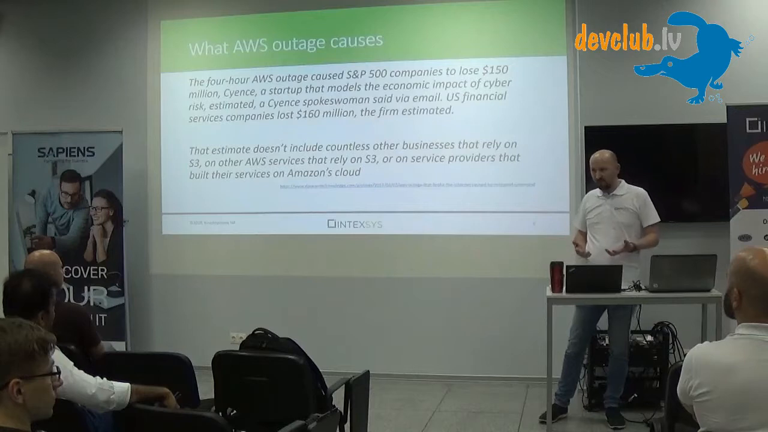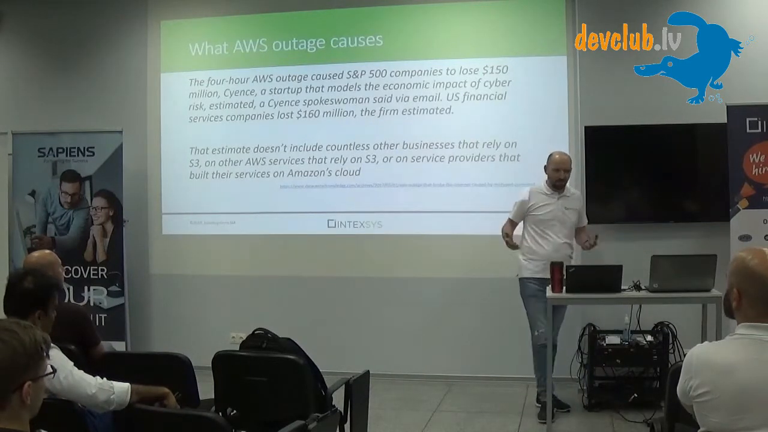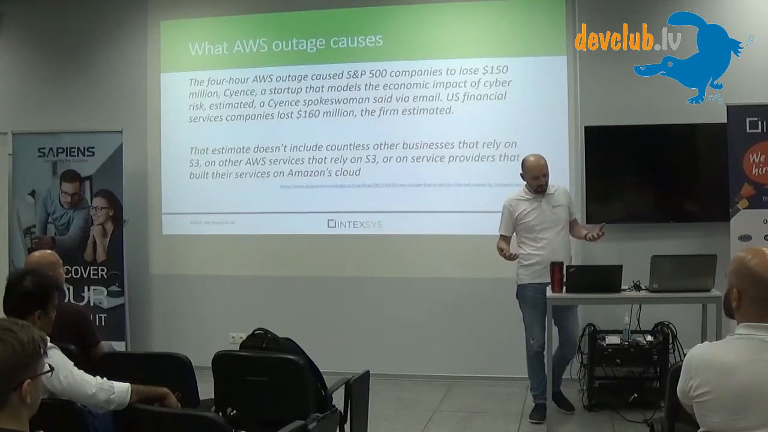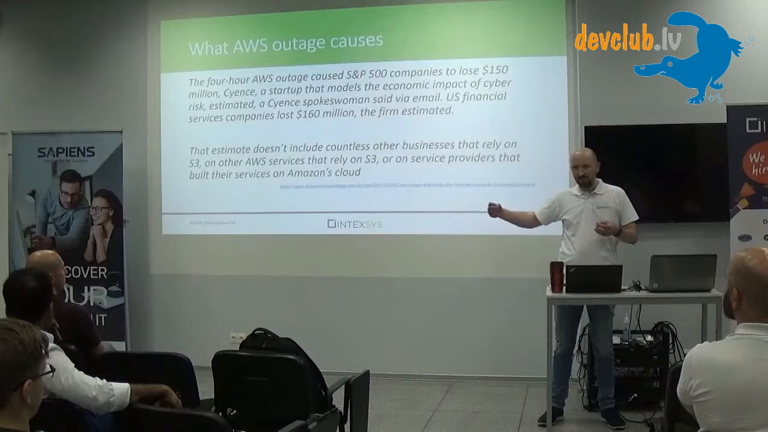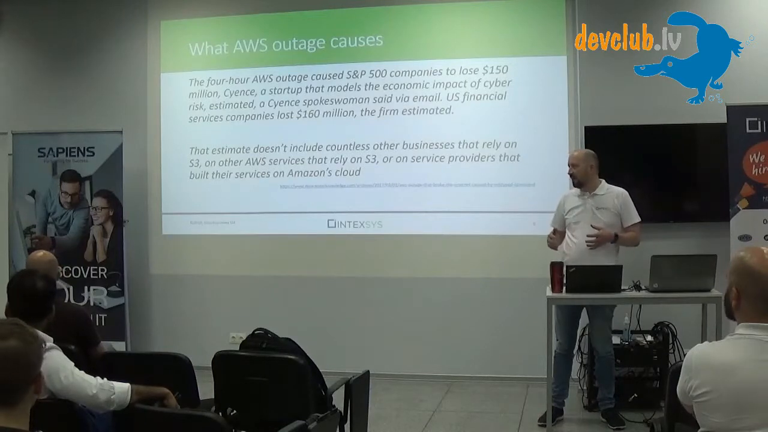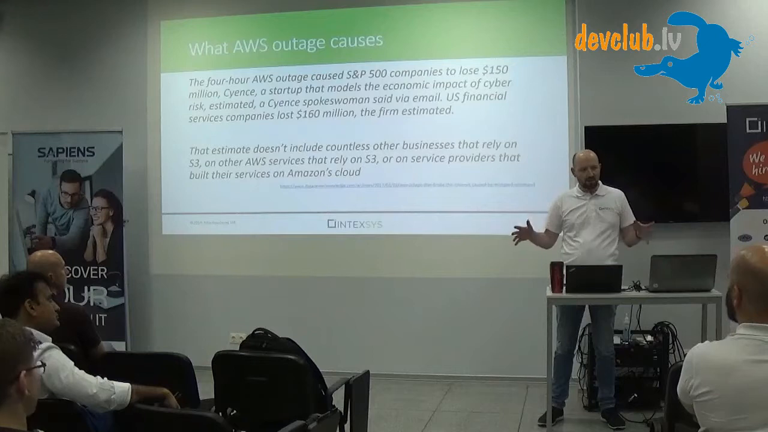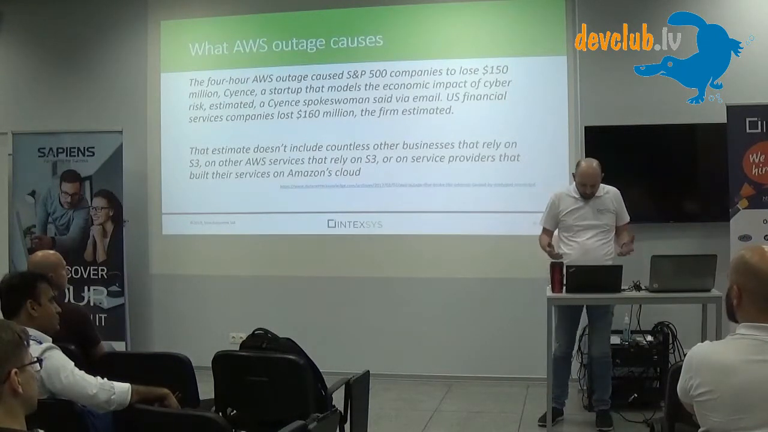So what actually happened? S3, the storage system of AWS, went down, and it caused a chain reaction of other AWS services going down and being not very stable. And it affected multiple availability zones and multiple geographically separate regions. So it was a huge problem.